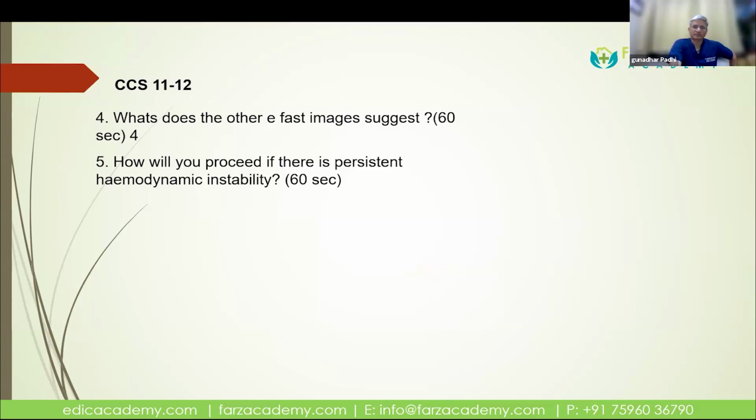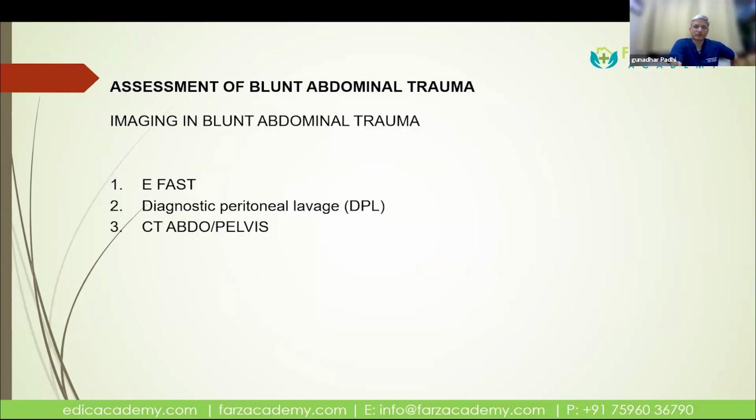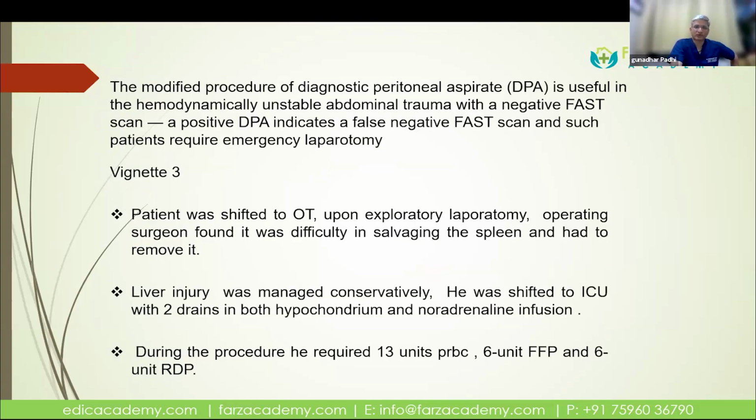Of course. So now you have shifted the patient to the OT, and on the exploratory laparotomy, the operating surgeon found that the spleen is severely damaged, and they have removed the spleen. The liver injury they have managed conservatively, and then he was shifted to the ICU. During this procedure, as anticipated by you, he required a lot of blood and blood products. Of course, he has received the massive transfusion protocol, and then he came back to the ICU.